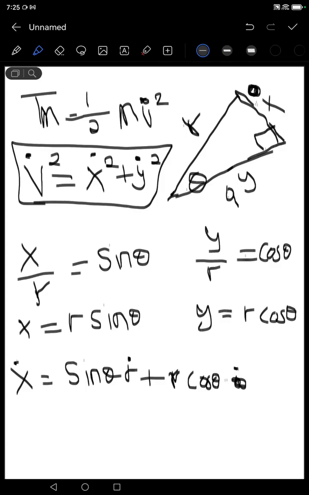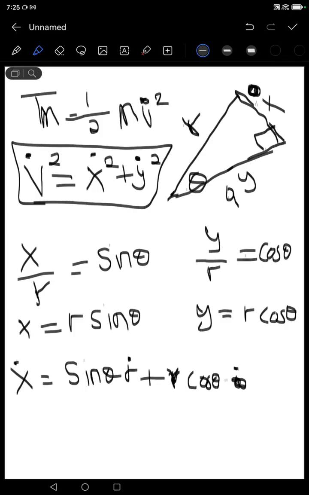So okay, now we have this. When we derivate x, we have sine theta r dot plus r cos theta times theta dot. Okay, did you get this? No. Did you get it? Yeah. Okay. I think I get it. And now we are using product rule. Product rule, we copy, we derivate, we copy, we derivate.